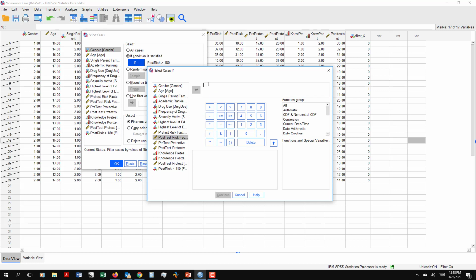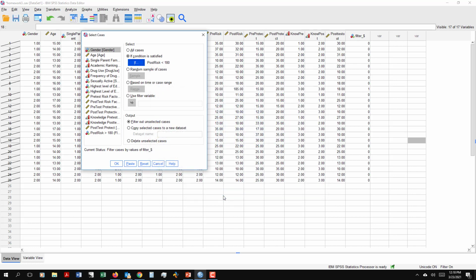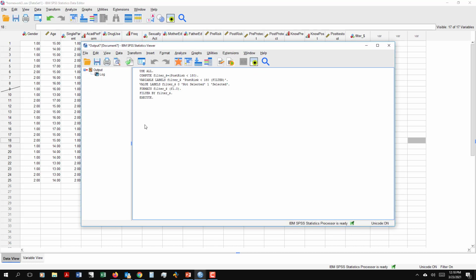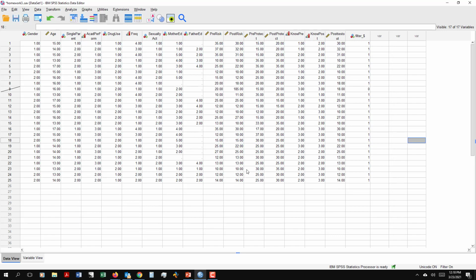Alright, let's see what I did here. My post-test risk factor is going to be less than 180. There we go. Now it's going to filter it differently because I put it in correctly this time. And I don't want to save that. Now when you look at it, it's going to include all of the cases with the exception of the one that has the outlier right there. It excludes the entire case.